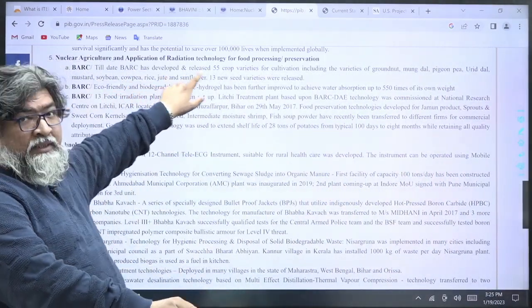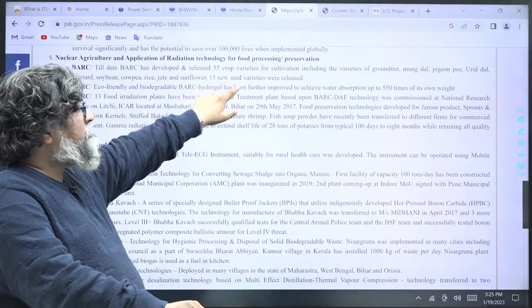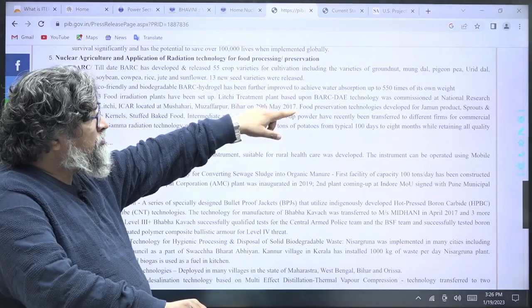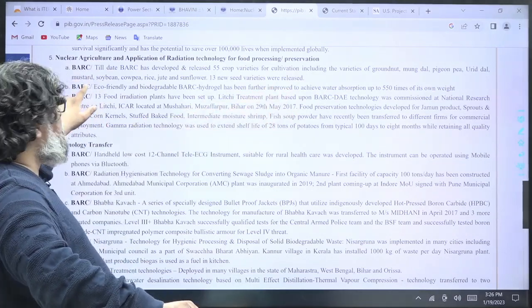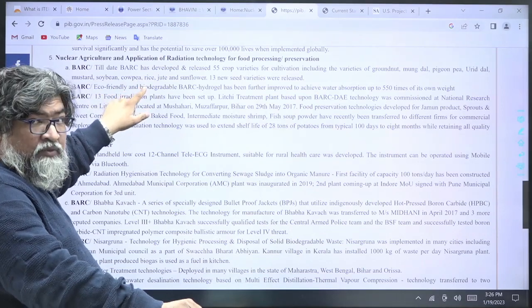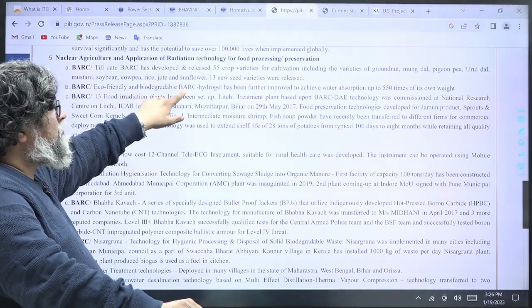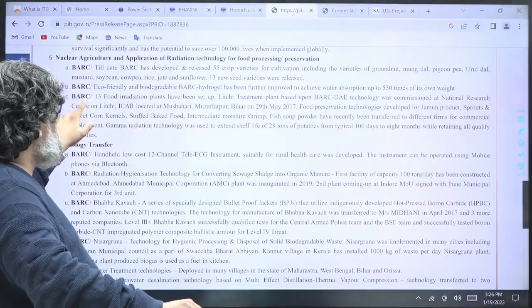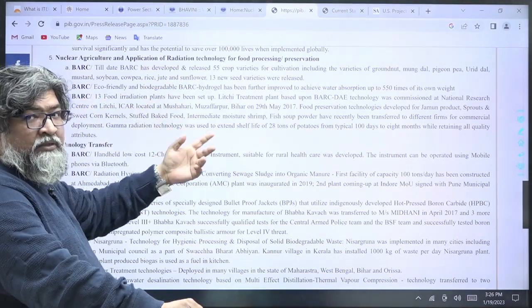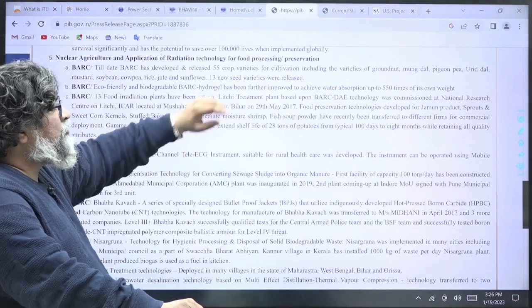BARC has developed and released 55 crop varieties, right? Varieties of groundnut, मूंग दाल, pigeon pea, उड़द दाल, mustard, even सरसों का, soybean, cowpea, राइस चावल का हुआ है, jute, sunflower. 30 new seed varieties are there. Eco-friendly biodegradable BARC hydrogel has been further improved to achieve water absorption.